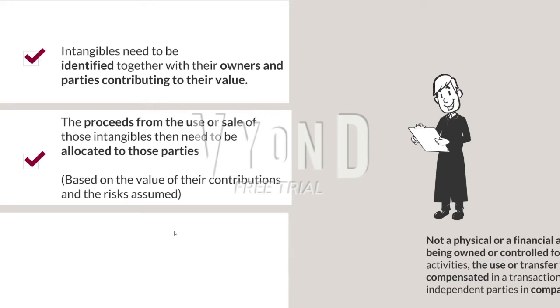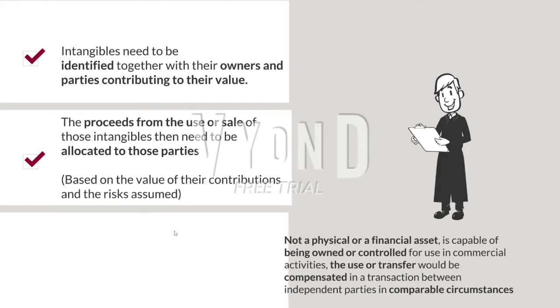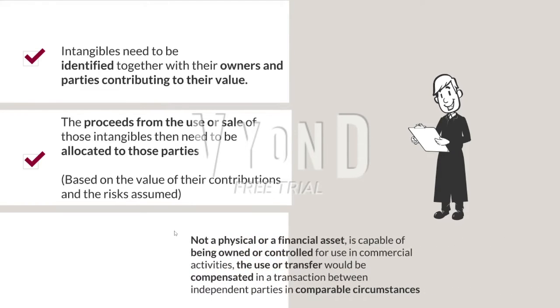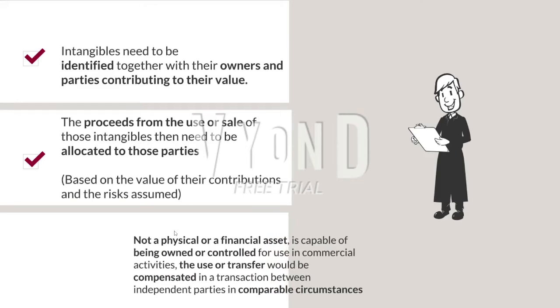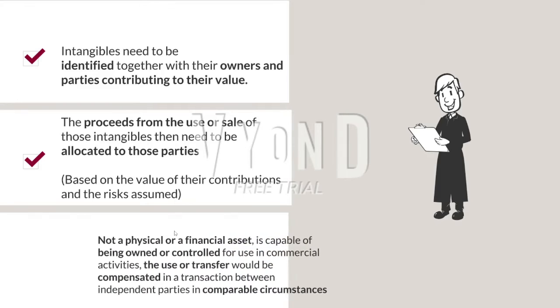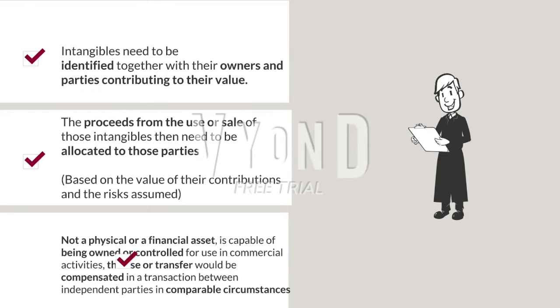An intangible is something that is not a physical or a financial asset, is capable of being owned or controlled for use in commercial activities, and the use or transfer would be compensated in a transaction between independent parties in comparable circumstances. For example, patents, know-how and trade secrets.